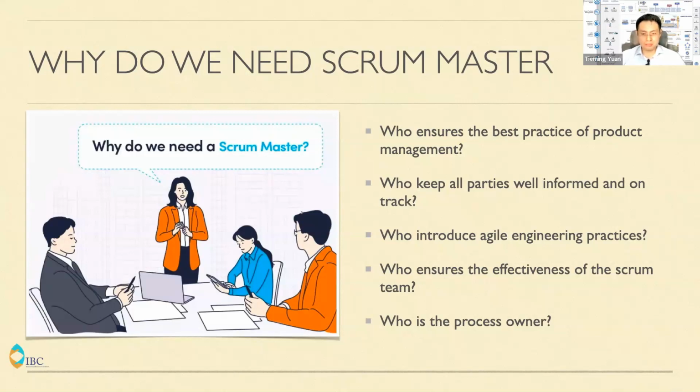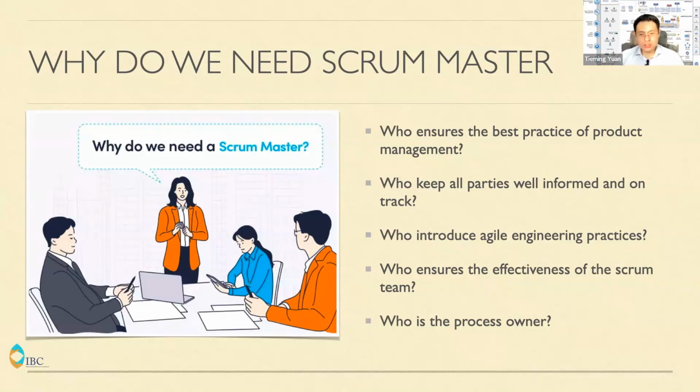So who keeps all parties well informed and on track? Maybe the Scrum Master needs to be able to draw information, let's say from the product owner, and draw information from the development team, to ensure that everyone has the same understanding, same alignment, and if there's any difficulty, let's share it together with the team, and the team can solve that together.